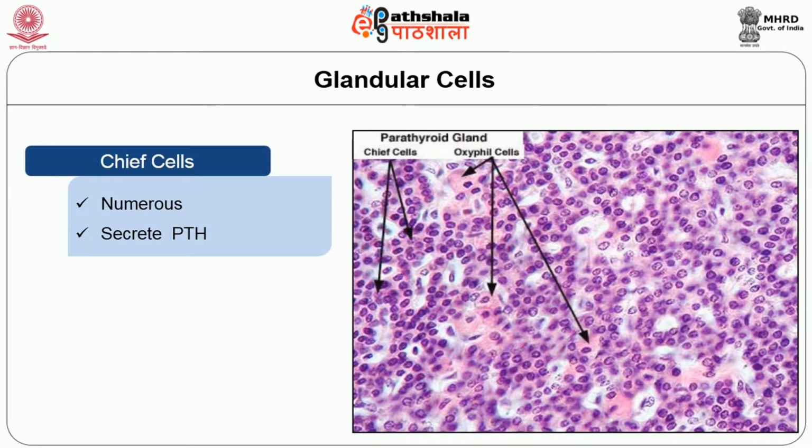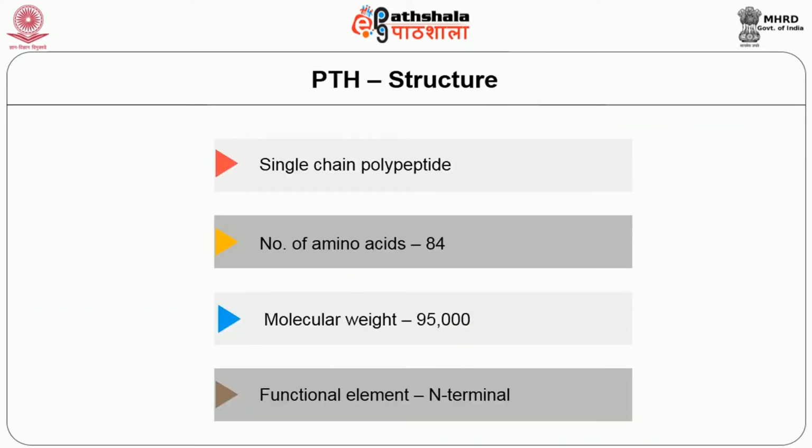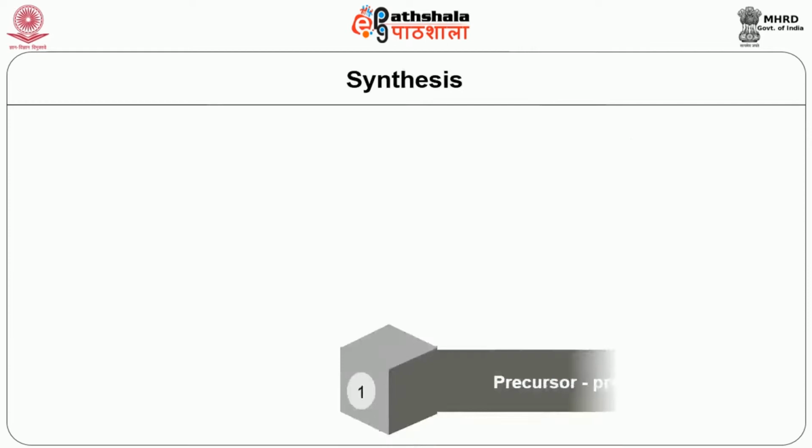There are 2 types of cells found in the parathyroid gland. The chief cells are plenty in number and they secrete parathyroid hormone. And the oxyphil cells are less numerous, and as the name suggests, they contain oxyphil granules. This is a histological view that shows the 2 types of glandular cells. The parathyroid hormone is a polypeptide which contains 84 amino acids. It weighs about 9,500, and the functional element of parathyroid hormone is its N-terminal.